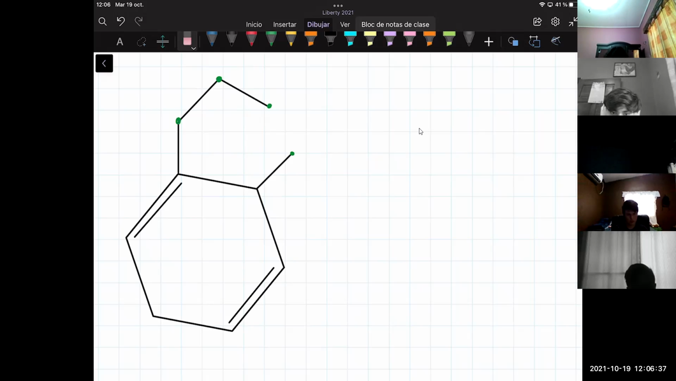No, the names start with the alkyls. Solamente los parent chain comienzan con los double bond, ¿ok? Pero los double bond es como quien dice el apellido del nombre, va después, va de último.